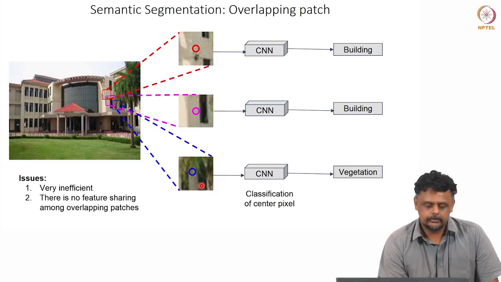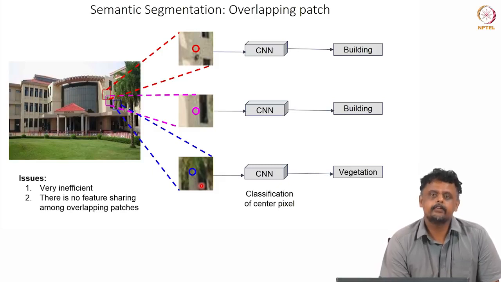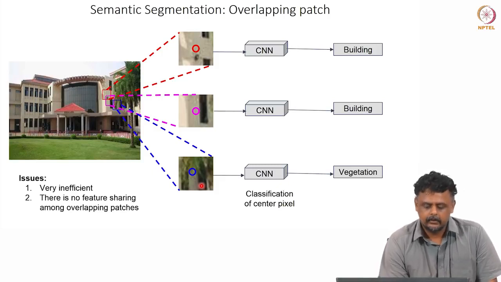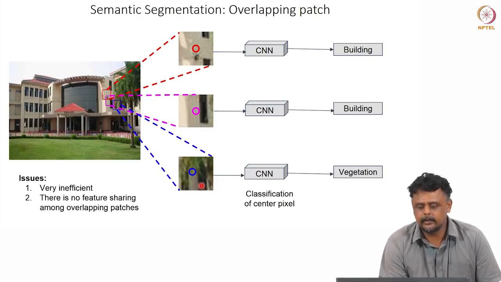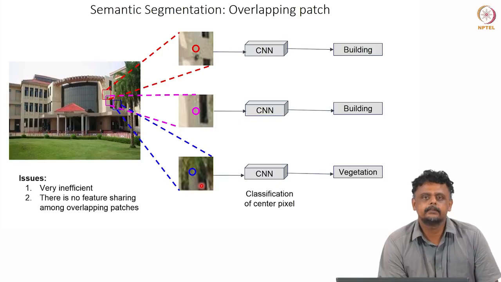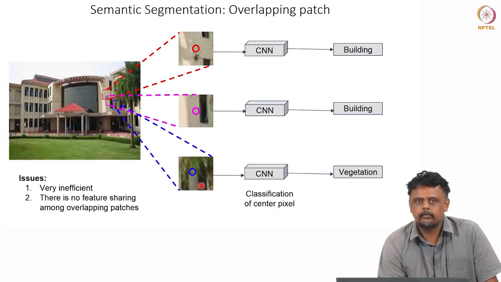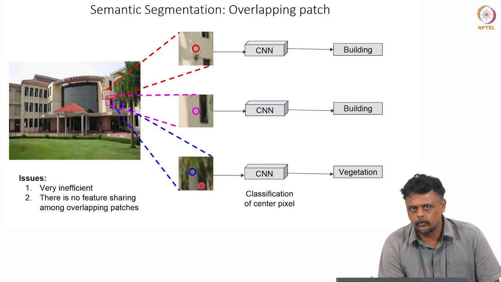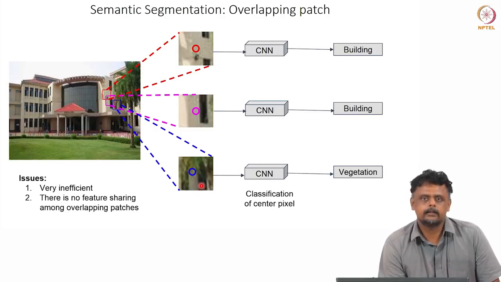So the issues, as we stated earlier, are that it's very inefficient in terms of computations, and there is no feature sharing among the overlapping patches, in the sense that the network only looks at that particular patch and does not pay attention to what is around that. So ideally, to make it more effective, you would end up taking larger and larger patches, which of course would mean that you would end up doing more computations, and the results will take a longer time to be output.